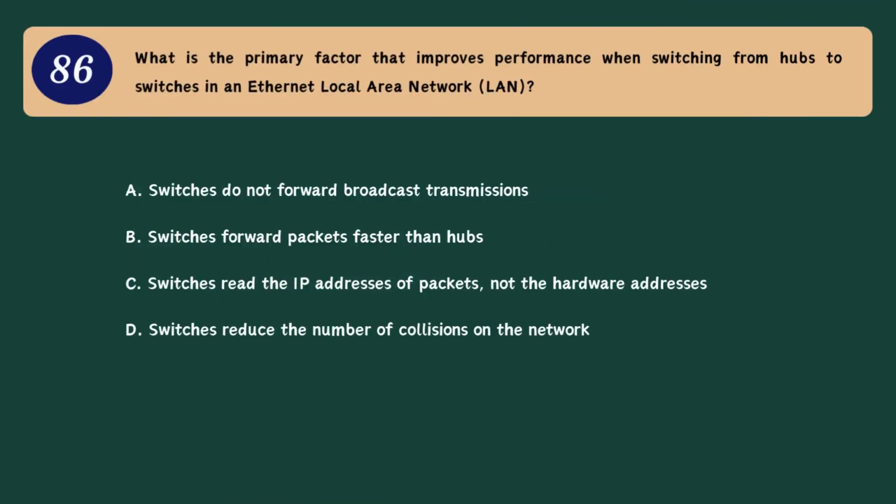Question 86. What is the primary factor that improves performance when switching from hubs to switches in an Ethernet local area network? A. Switches do not forward broadcast transmissions. B. Switches forward packets faster than hubs. C. Switches read the IP addresses of packets, not the hardware addresses. D. Switches reduce the number of collisions on the network.